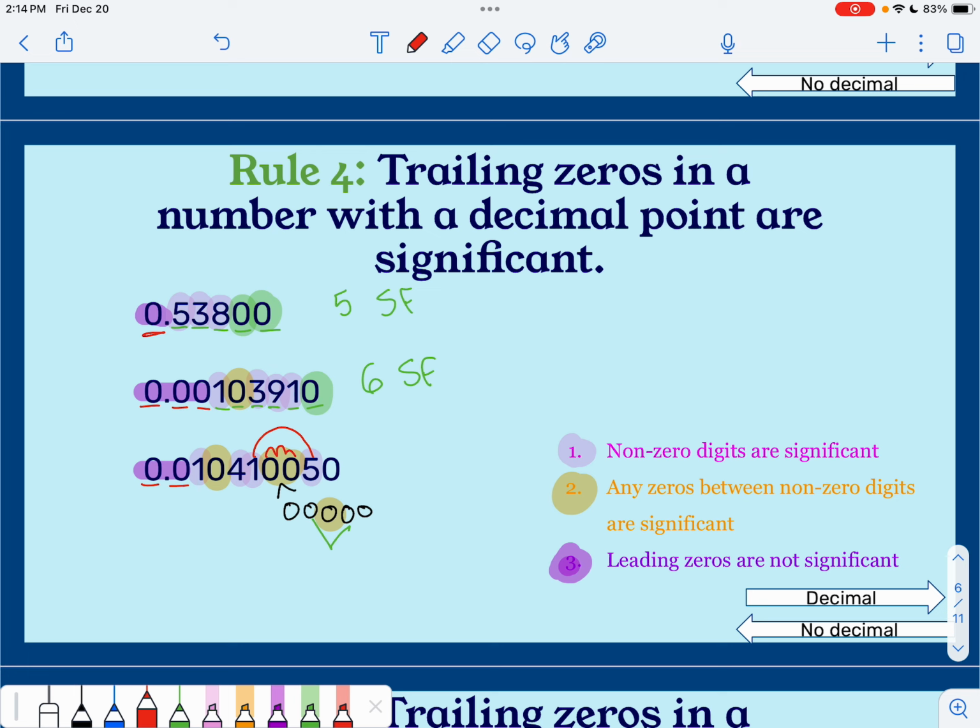Okay, what about this last 0? I'm going to erase all of this because that is not the number we are discussing. This last 0 is a trailing 0. It is on the end. And there's a decimal point, so that makes it significant. So let's count. 1, 2, 3, 4, 5, 6, 7, 8. 8 sig figs.